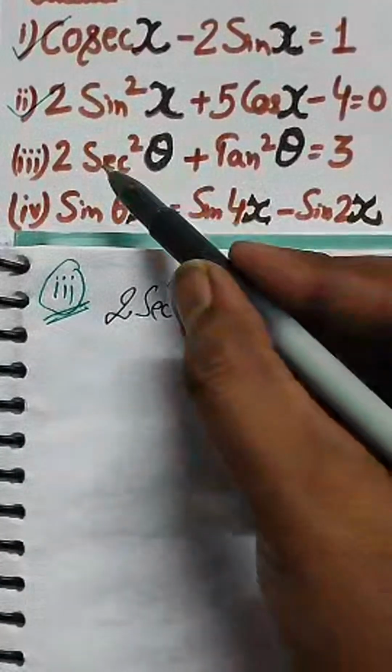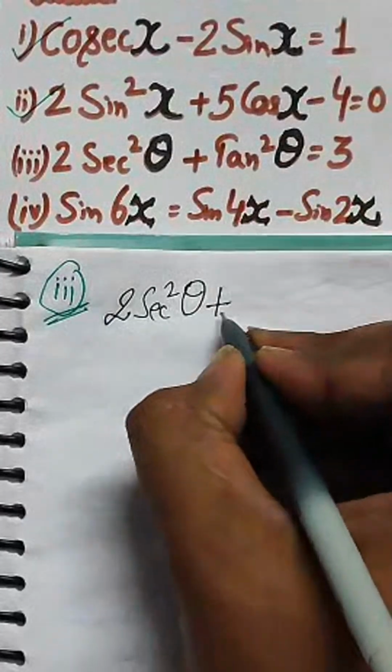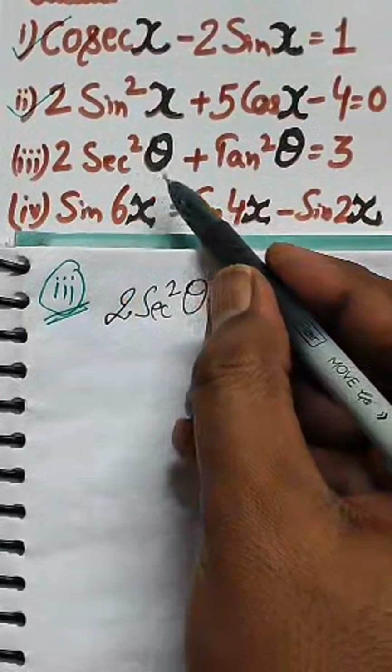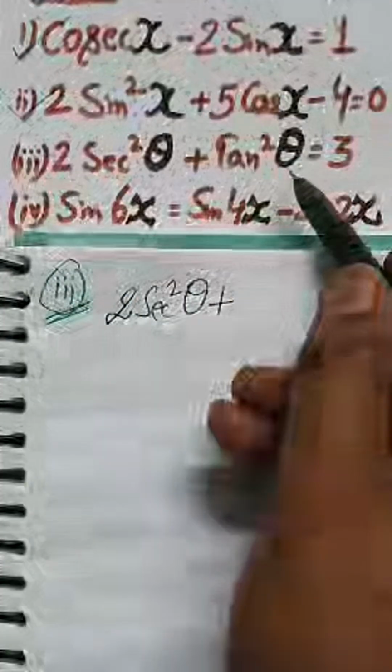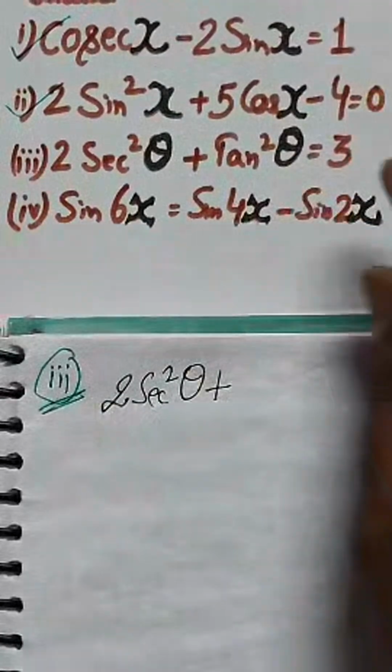Okay, let us conclude this live session first. So the third question is 2 sec square theta plus tan square theta equal to 3. So let me write your question over here, so that I will come up with the solution.